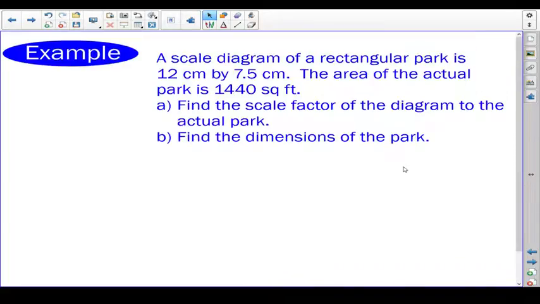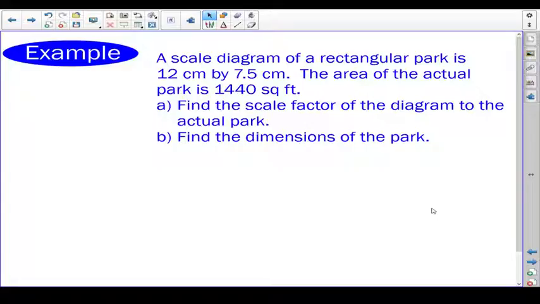2 examples, or I lied, 1 example. Here it is. A scale diagram of a rectangular park. So the diagram itself is 12 by 7.5 centimeters. The area of the actual park is 1,440 square feet. Okay, it's a pretty small park, but that's okay. Find the scale factor of the diagram to the actual park. So we're looking for the scale factor of the diagram to the actual park.